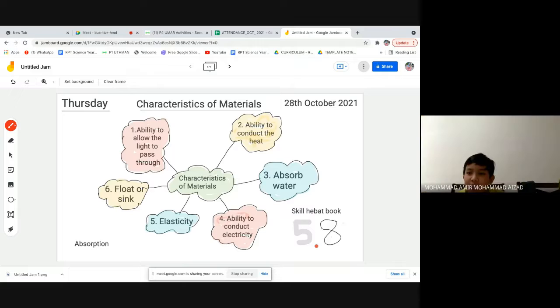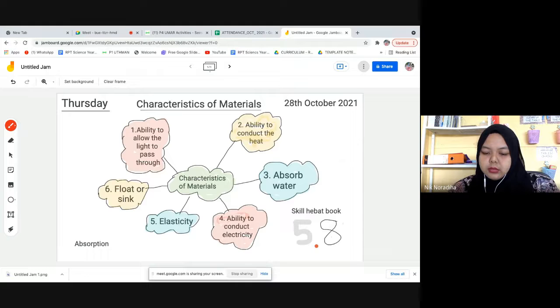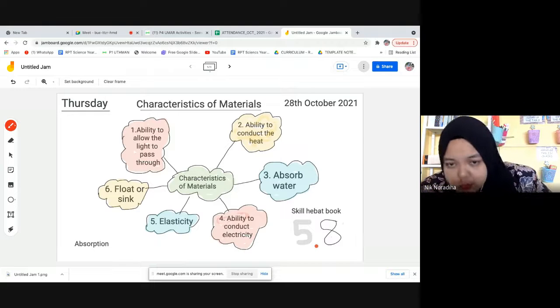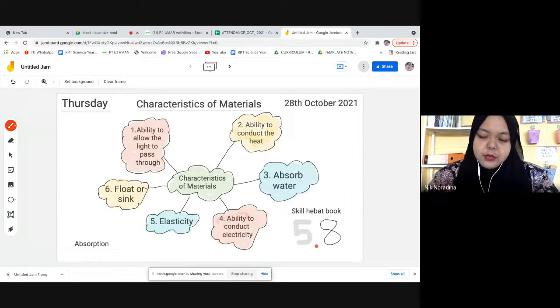Teacher, could you send the activity? Activity? You don't have the Skill Hebat book? Wait. I thought you already came and picked up your book at school.